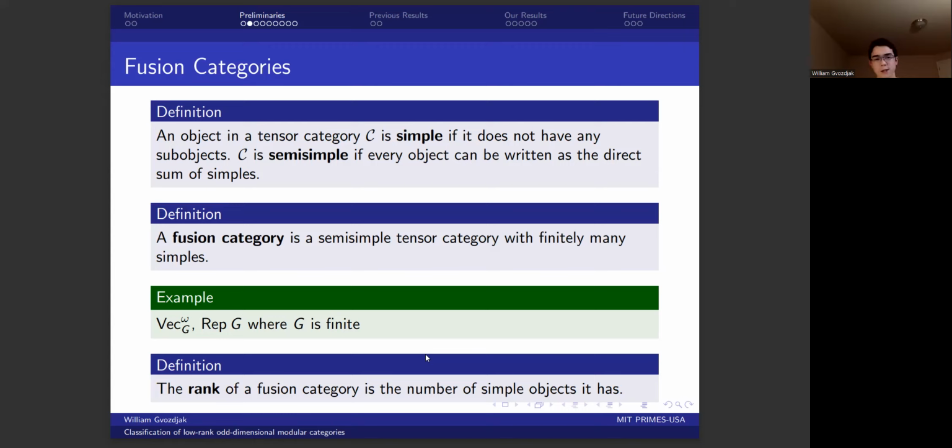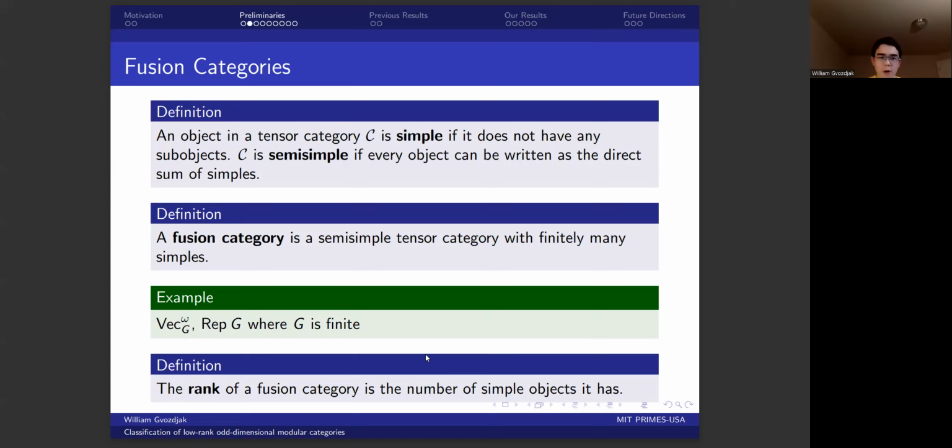Our tensor category C as a whole, we say it's semi-simple if every object inside of our tensor category can be written as the direct sum of simples. So if we have a semi-simple tensor category C, then there exists some potentially infinite set of simple objects inside of our category that if you take all the direct sums of these simple objects, you're able to create every single element inside of our category.